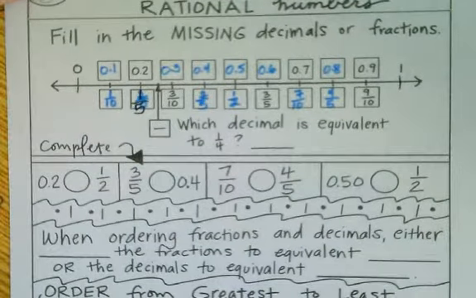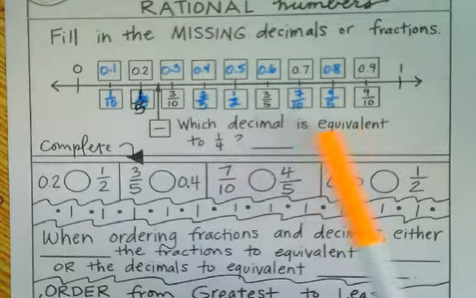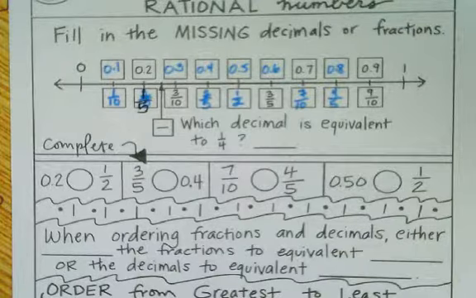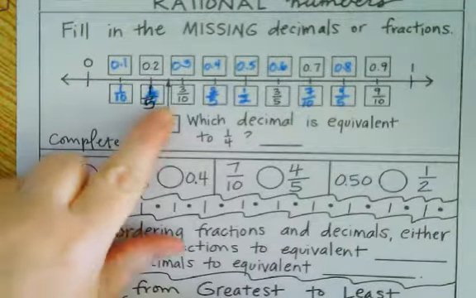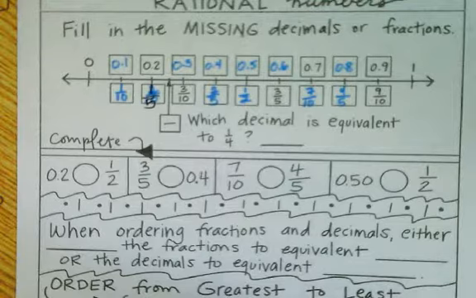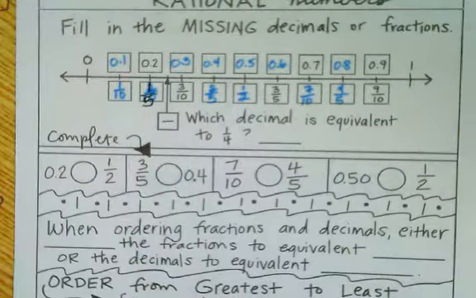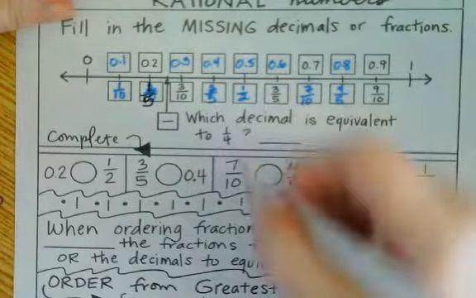Now here is a tricky question. Which decimal is equivalent to 1/4? They even stuck it right in there. They showed you it's going to be right there, between 2 and 3. Well, if we're talking about 1/4, wait a minute. If we think about money, what is 1/4? Yeah, 25 cents. Half of 50 cents.